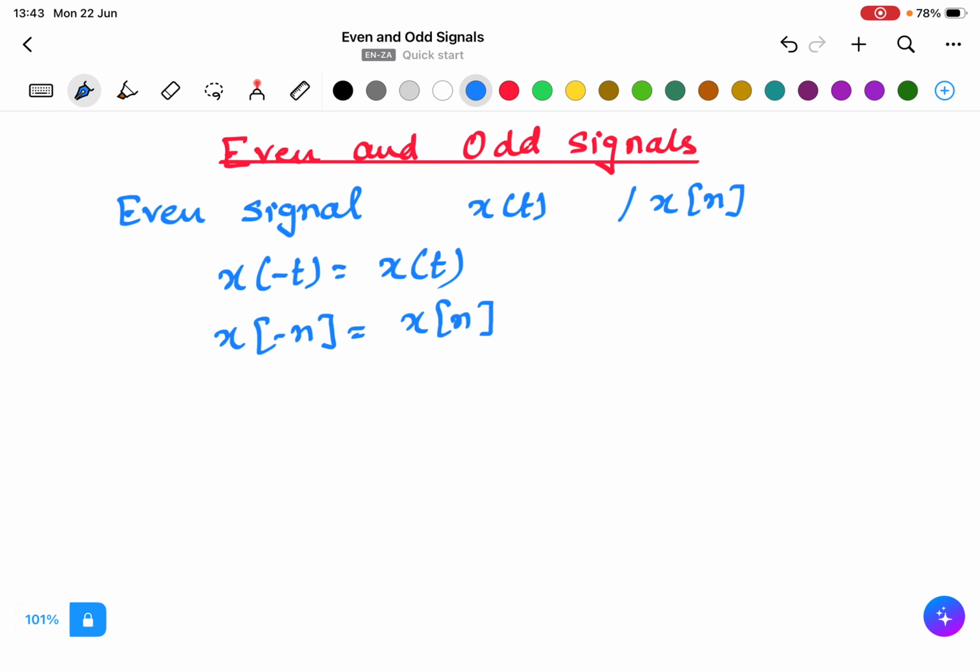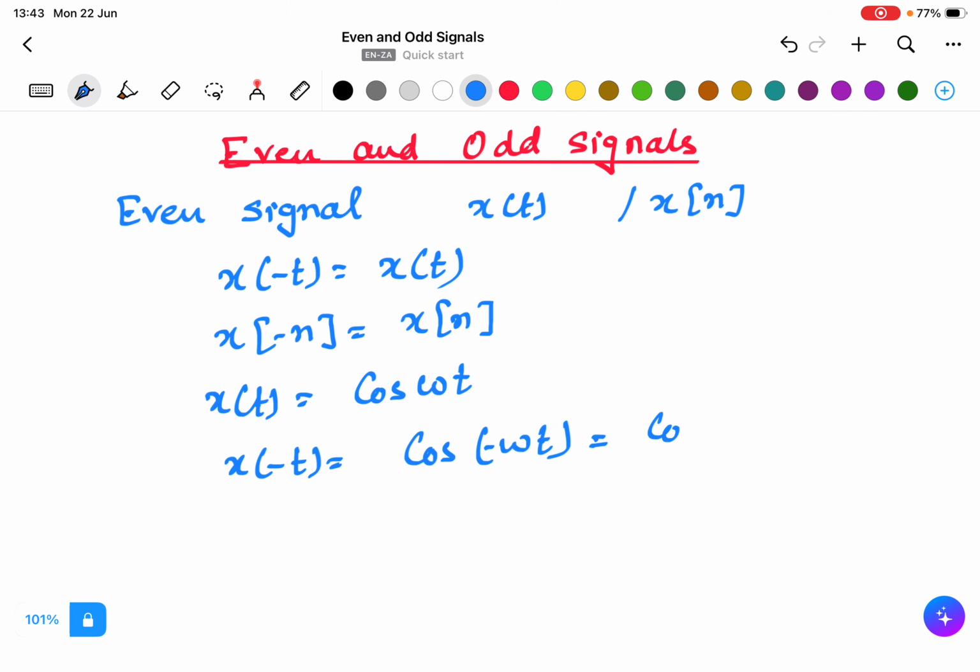The best example for this is x of t equals cos omega t. Cosine is an even signal, so x of minus t is equal to cos of minus omega t, and all of us know that cos of minus theta is equal to cos theta. So it's an even signal.